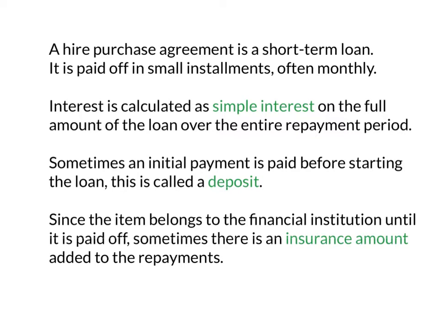It is used to pay off things like furniture or household appliances. Normally, it involves paying equal installments, and those are often monthly installments. When calculating the interest on a hire purchase loan, you use simple interest and not compound interest. Two other aspects that are sometimes included in a hire purchase loan are a deposit and an insurance amount.